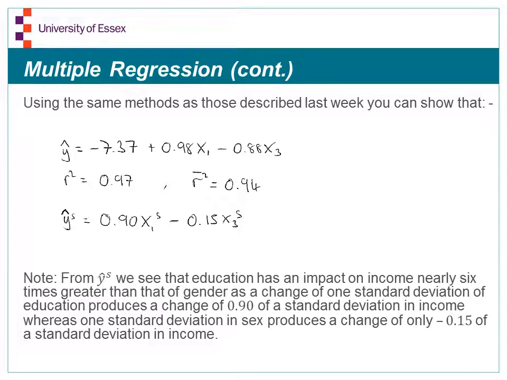And as noted before, if we look at the standardized model, we can see that education has an impact on income nearly 6 times greater than that of gender in response to a change of one standard deviation. So we've got 0.9 versus 0.15. So we can directly compare things that we wouldn't have been able to compare before, because you can't measure one change in years in education versus one change in gender. It just doesn't make sense. So we have to standardize things to be able to talk about these variables in any kind of comparable way.